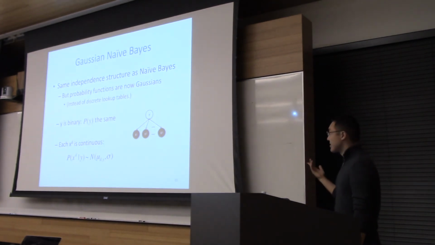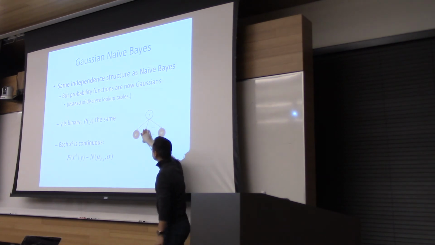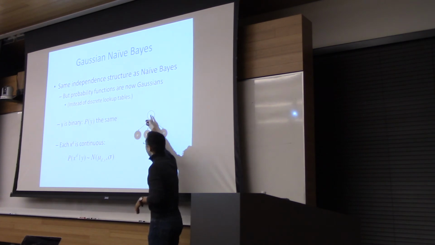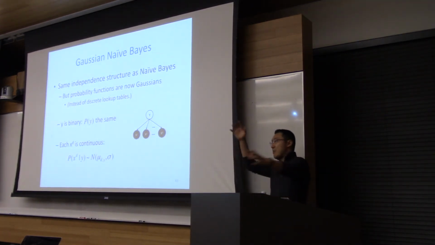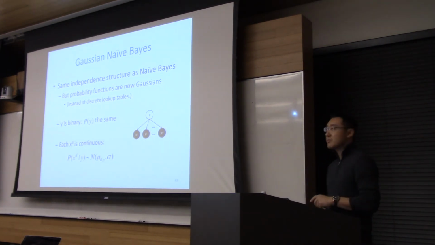You have the same independence structure, so how you model the Gaussian distribution for each feature value is independent of all the other feature values, conditioned on knowing the y. Right? You have the same independence assumptions. So you don't have really complicated interactions between the means of the different variables.